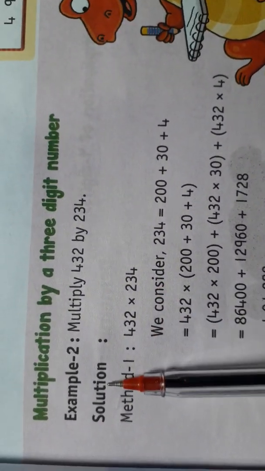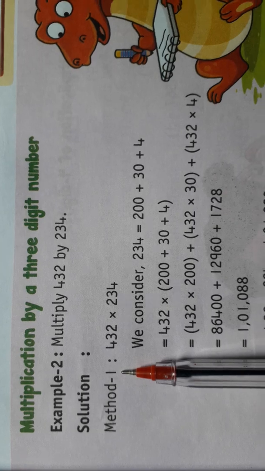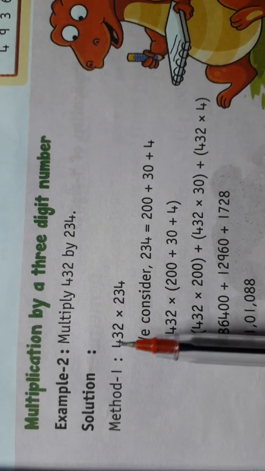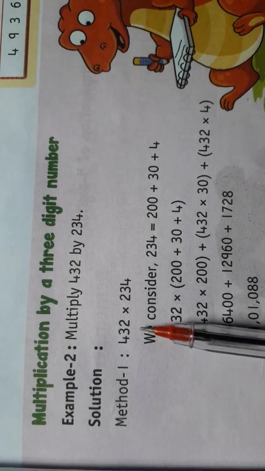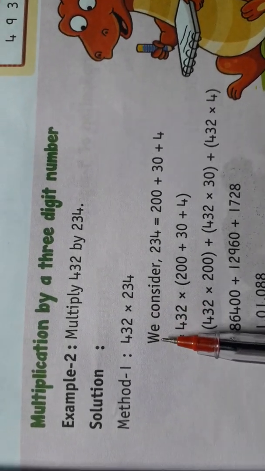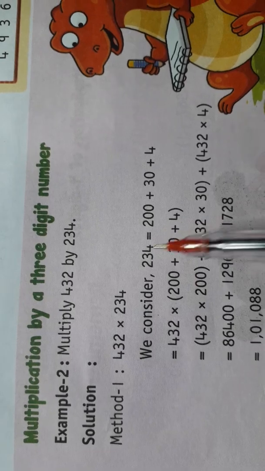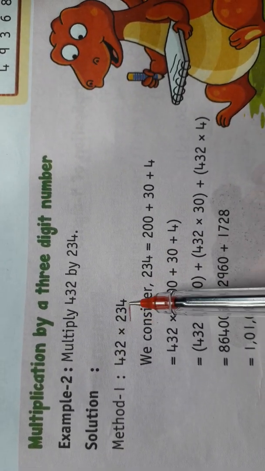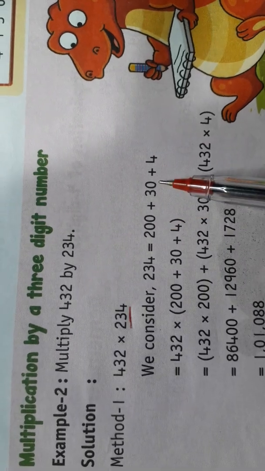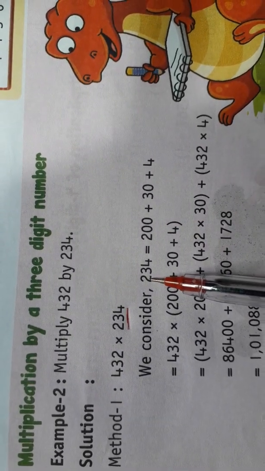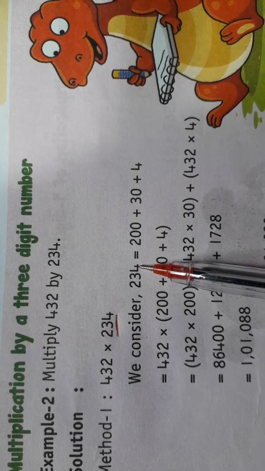So in our solution, method 1. Children, here we have two methods, that is method 1 and method 2. We will see the first method first. We consider we have taken the second number, that is the multiplier, and we have expanded the number. So 200 plus 30 plus 4.